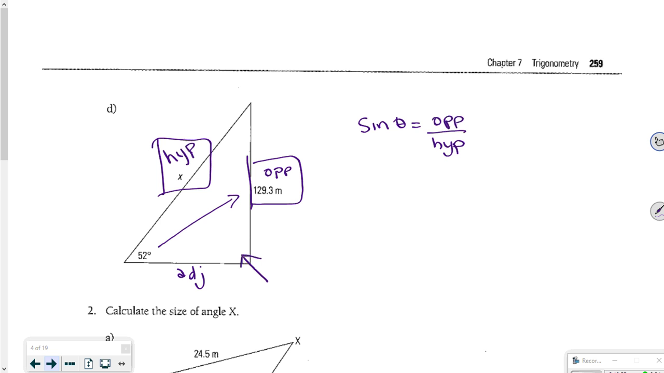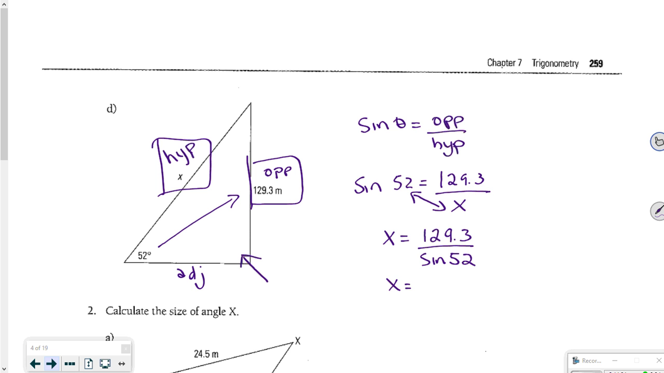So sine of our angle is the opposite over the hypotenuse. So sine of 52 equals 129.3 over x. X is on the bottom. We're going to rearrange by swapping. X equals 129.3 divided by sine of 52. When you type this one into your calculator, you get x equals 164.1. And because originally we had meters in our question, this is meters in our answer.